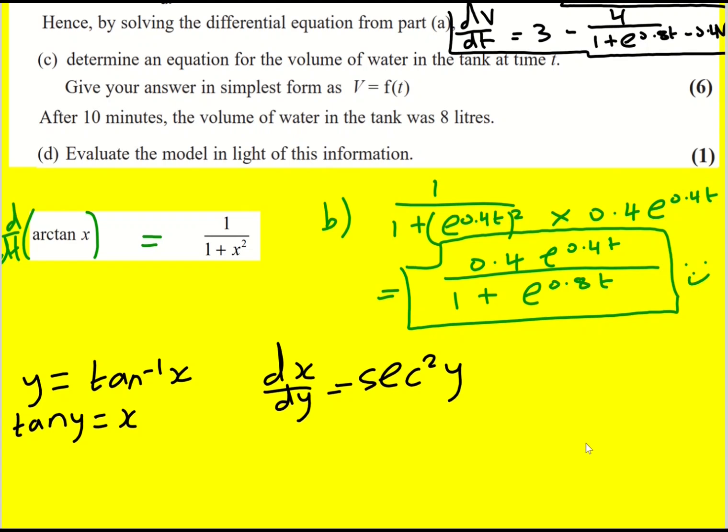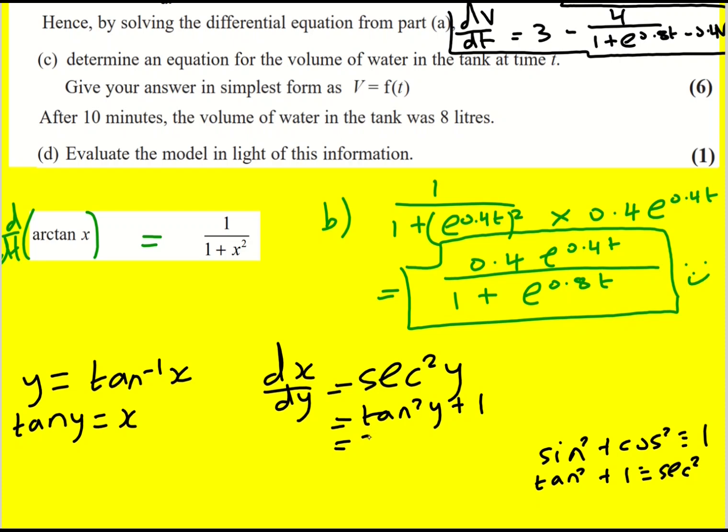Now I want to get it back in terms of x. Well, we've got to use an identity. Sine squared plus cos squared is identical to 1. If I divide through by cos squared, I'll get tan squared plus 1 is sec squared. So I'll get it back in terms of tan now. It's going to be tan squared y plus 1, which is actually going to equal x squared plus 1, because remember, tan y is x, and therefore dy by dx is 1 over x squared plus 1.